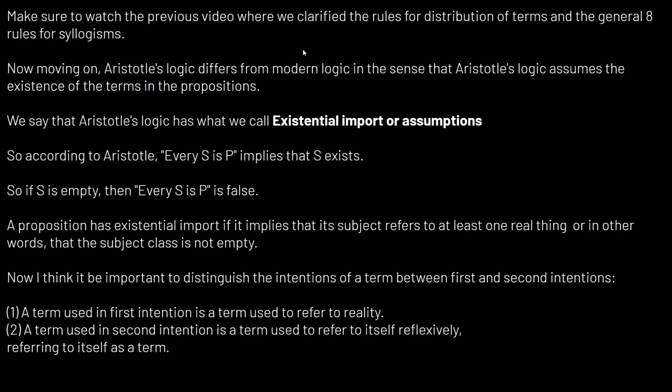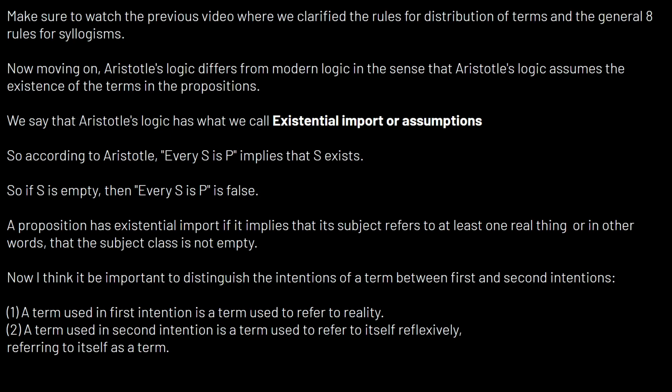Okay, so I said make sure you watch the previous videos and remember the eight rules for syllogisms, because that will be so important in critiquing them. Now, we need to get into a little bit more info on Aristotle's logic. Aristotle's logic is different from modern logic, in contrast to, let's say, Boolean logic, in the sense that it assumes the existence of the terms in the proposition. So we say Aristotle's logic has existential import, or assumptions of existence.